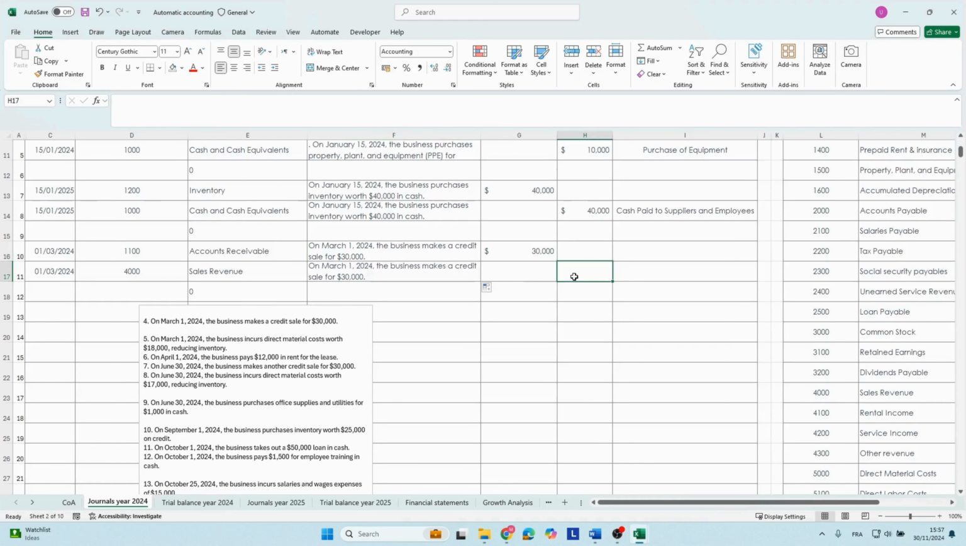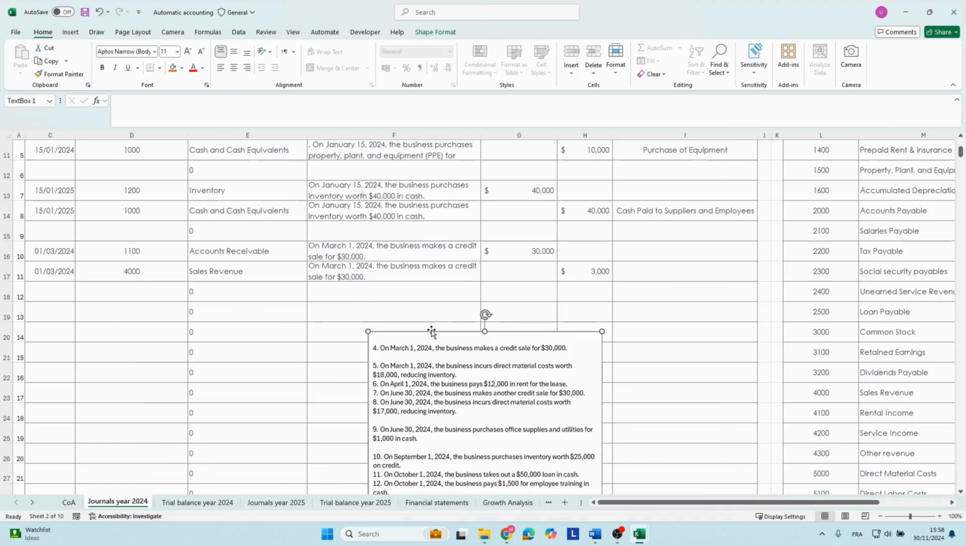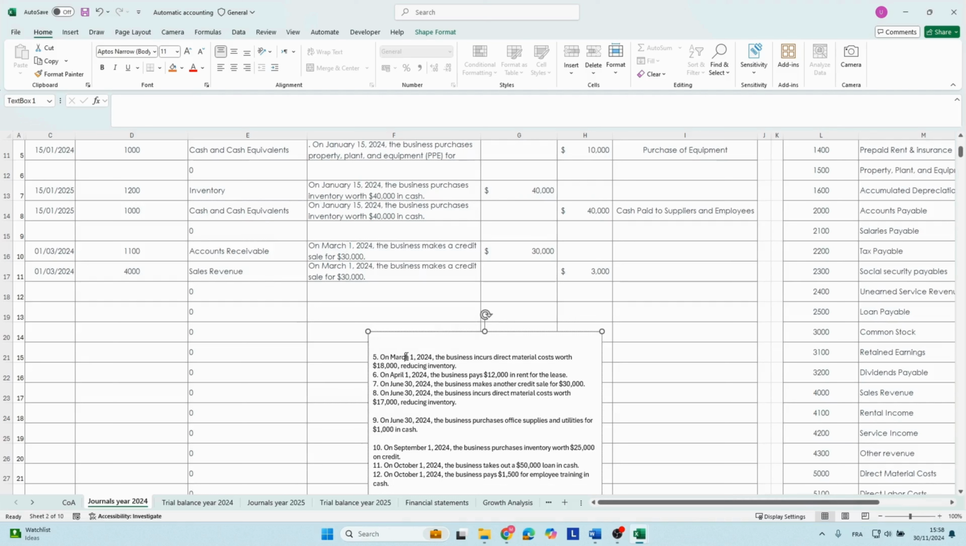Then we see that we have a total of 30,000 in credits for revenue generated during the period. Automatically, when we book the revenue, we also have to book the cost of goods sold in order to match revenue to the cost for the period. In this case, you have to book the cost of goods sold, which is found in the fifth transaction. Here, on the same date, the business incurred direct costs worth 18,000, reducing inventory.